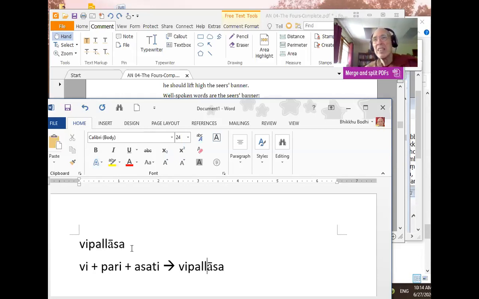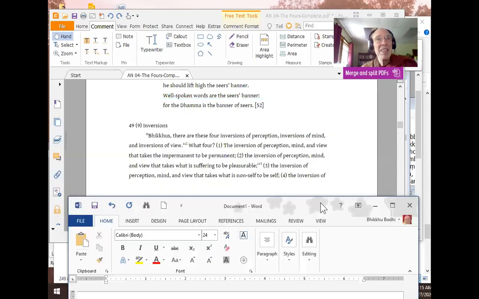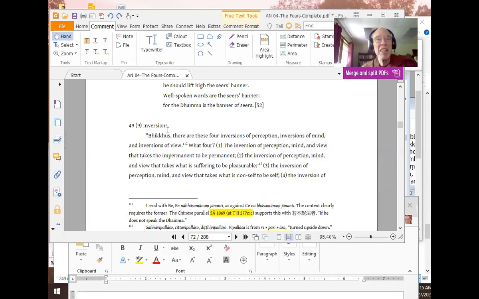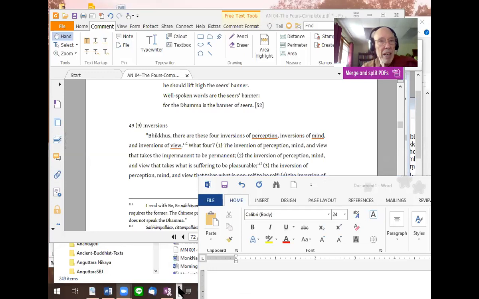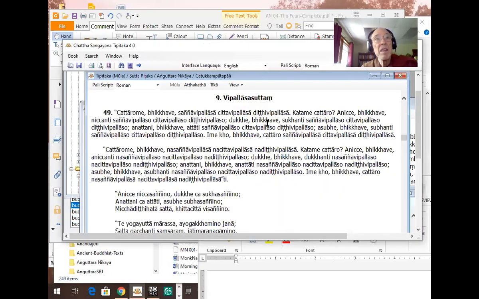So these are four kinds of, we call these upside down ways of thinking, or inside out ways of thinking. So getting everything all mixed up. We could see from the sutta, as we begin reading it, that the Buddha opens the sutta by declaring that there are four inversions, and these four inversions operate at three levels. There is a level of perception, the level of mind, and the level of view. So in Pali, we would have Sanya Vipallasa, Chitta Vipallasa, and Ditthi Vipallasa.